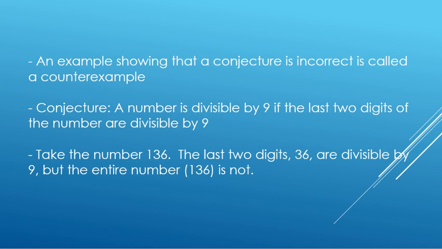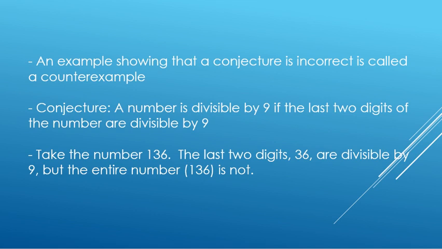So let's see if we can come up with a case where this is not true. Let's see if we can come up with a case where the last two digits of the number are divisible by 9, but the entire number itself is not. One such number that makes that the case is the number 136. The last two digits of it, 36, you can divide that by 9. You can do 36 over 9, and you get 4. But the entire number itself is not.